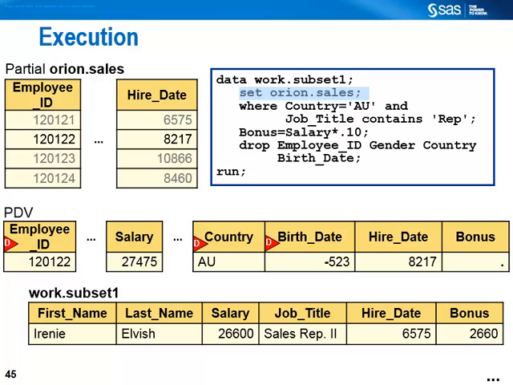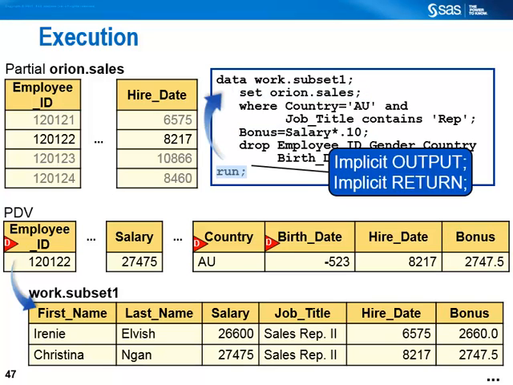Notice it overwrites the previous value in the PDV. Bonus is calculated for this observation. A second observation is written to the output dataset. There is an implicit return to the top of the data step for the next iteration.